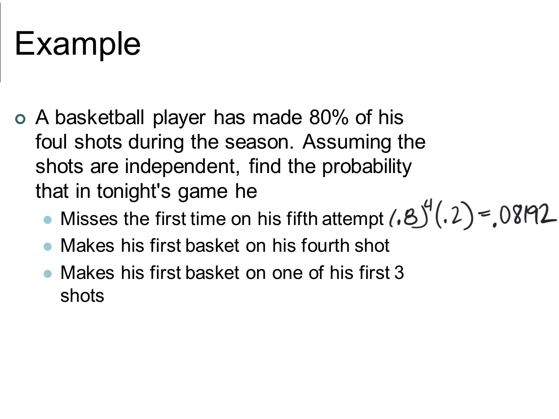Okay, what's the probability he makes his first basket on the 4th shot? That means he missed what? 3. So 0.2 to the 3rd times 0.8, which is what? 0.0064.